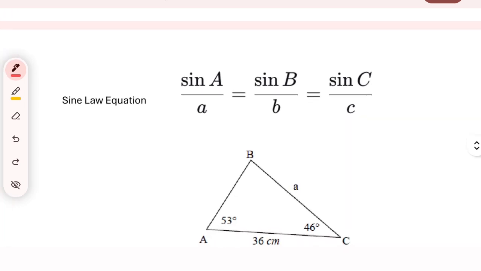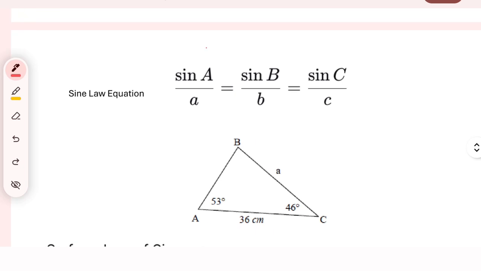The sine of the angle A all over the opposite side A. So if this is angle A, the opposite side is the small a. So it is equal to the sine of the angle B, and what is the opposite side? Small b. This is small b.